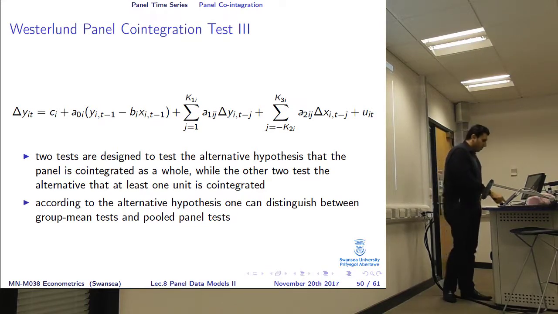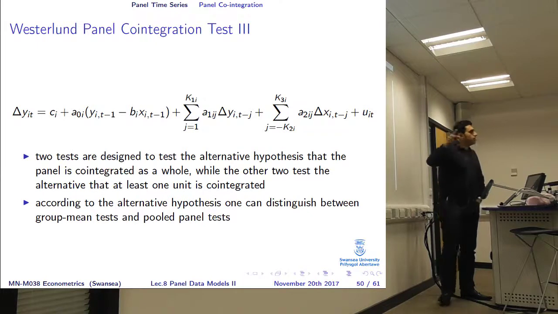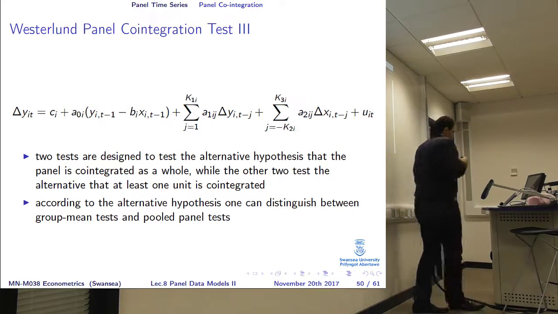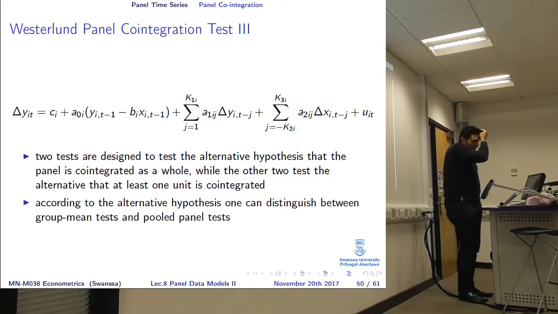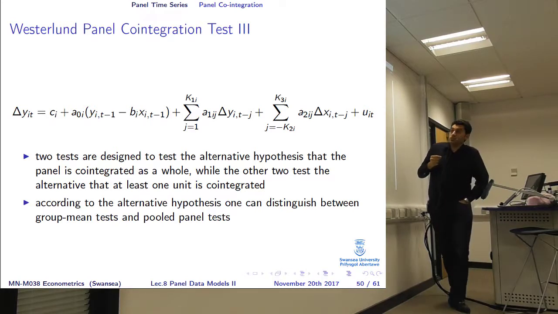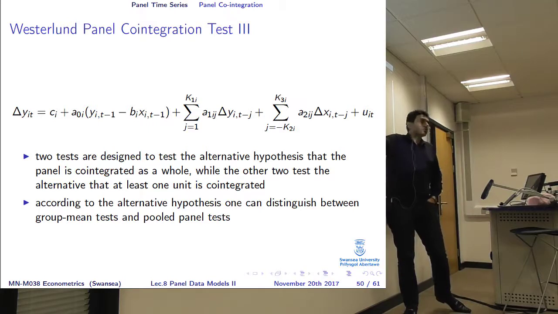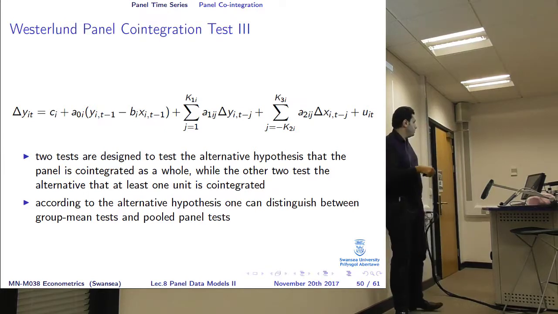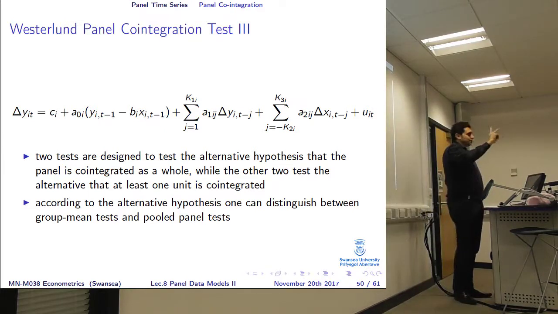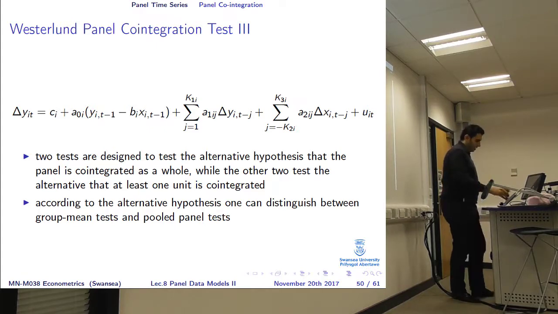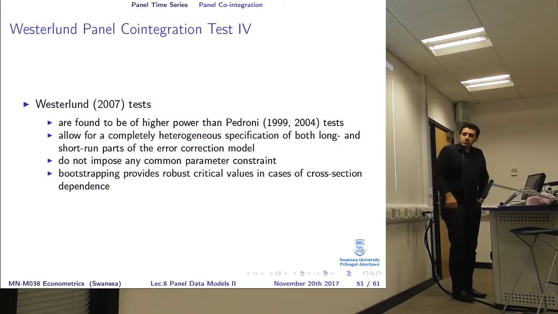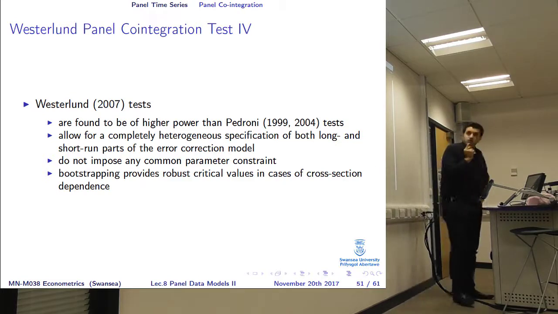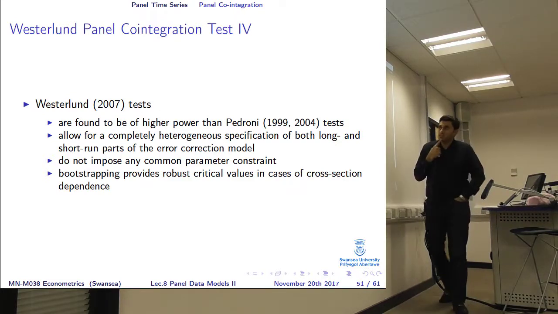So there are a number of test statistics again, the same way as with Pedroni, where he gave us seven test statistics. So we've got four here. Two tests are designed to test the alternative hypothesis that the panel is cointegrated as a whole, and the other two say the alternative is that at least one unit is cointegrated. So they are just different in the alternative hypothesis. These are just empirical evidence of how this one is different from Pedroni, and these are reasons why we did another test for cointegration.